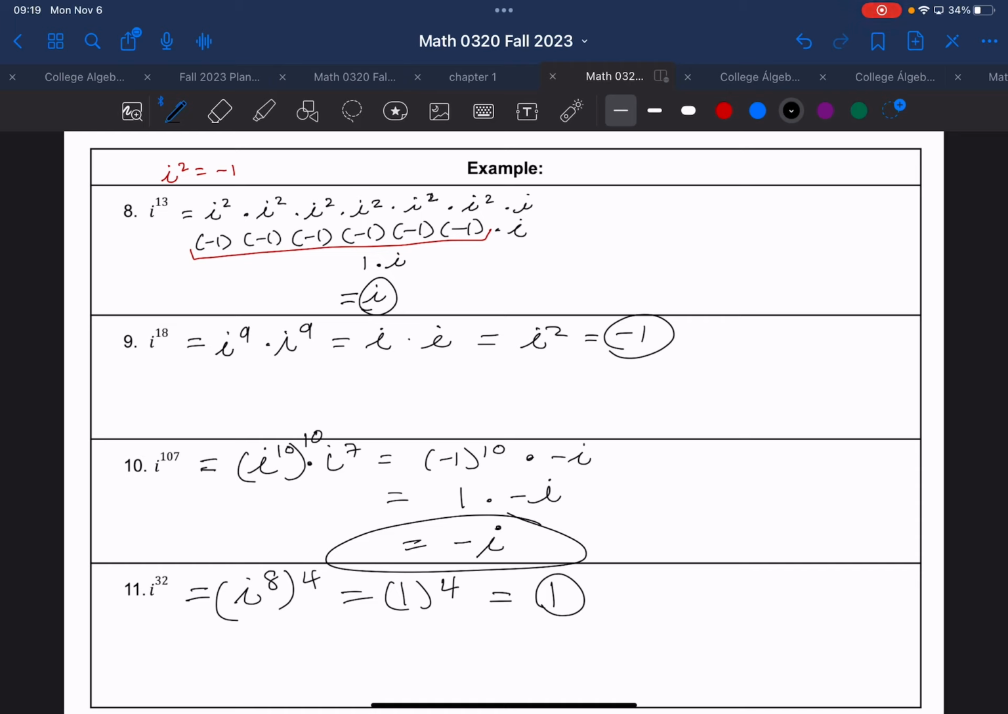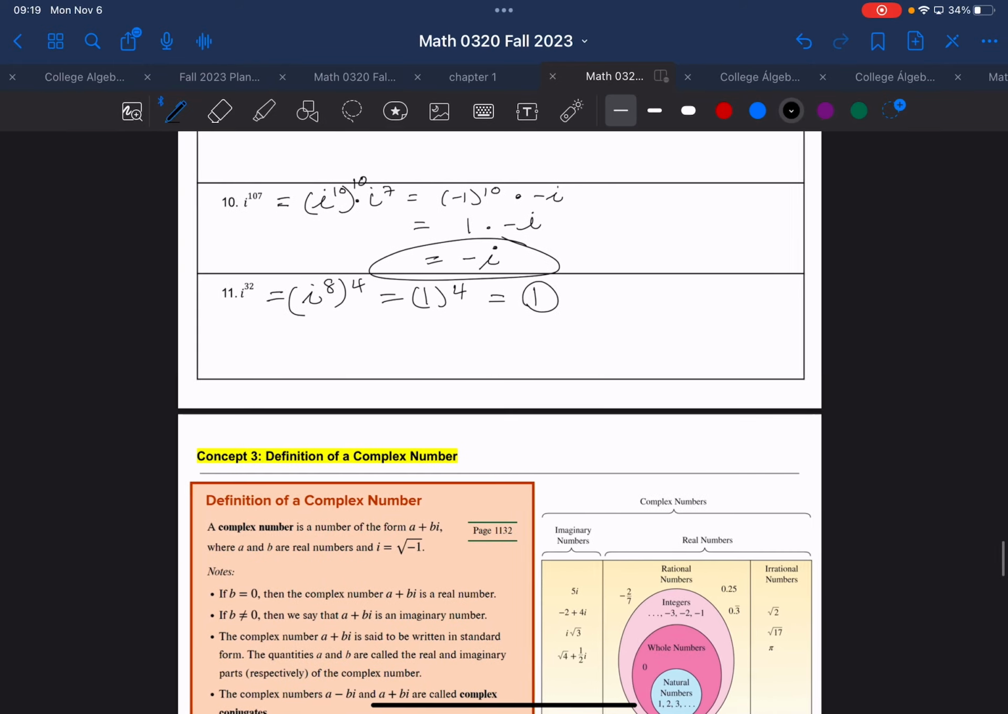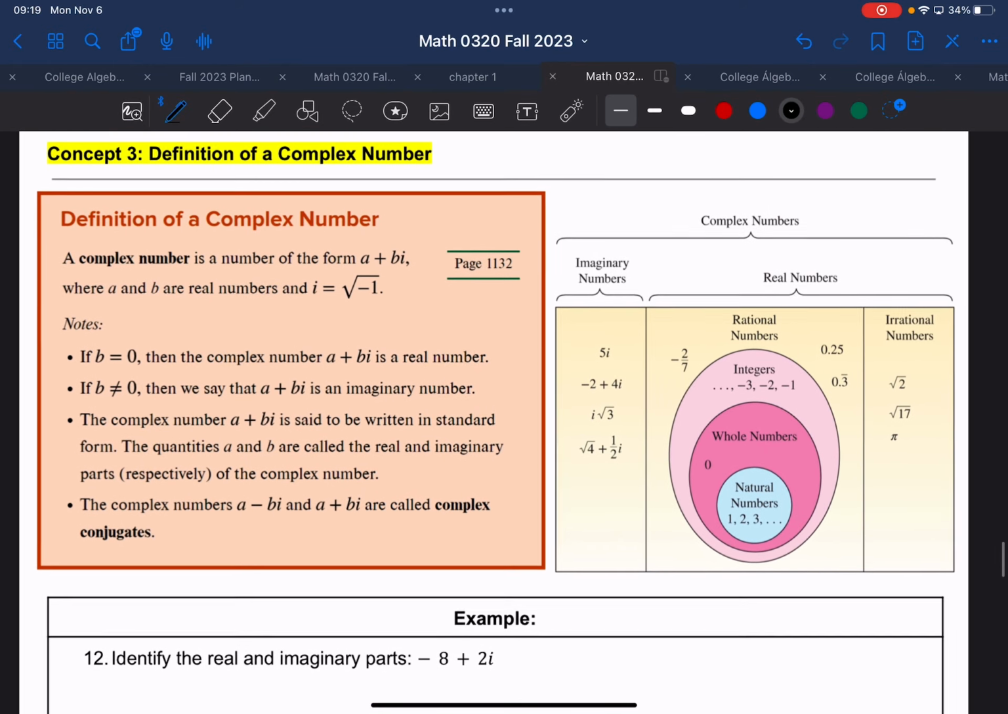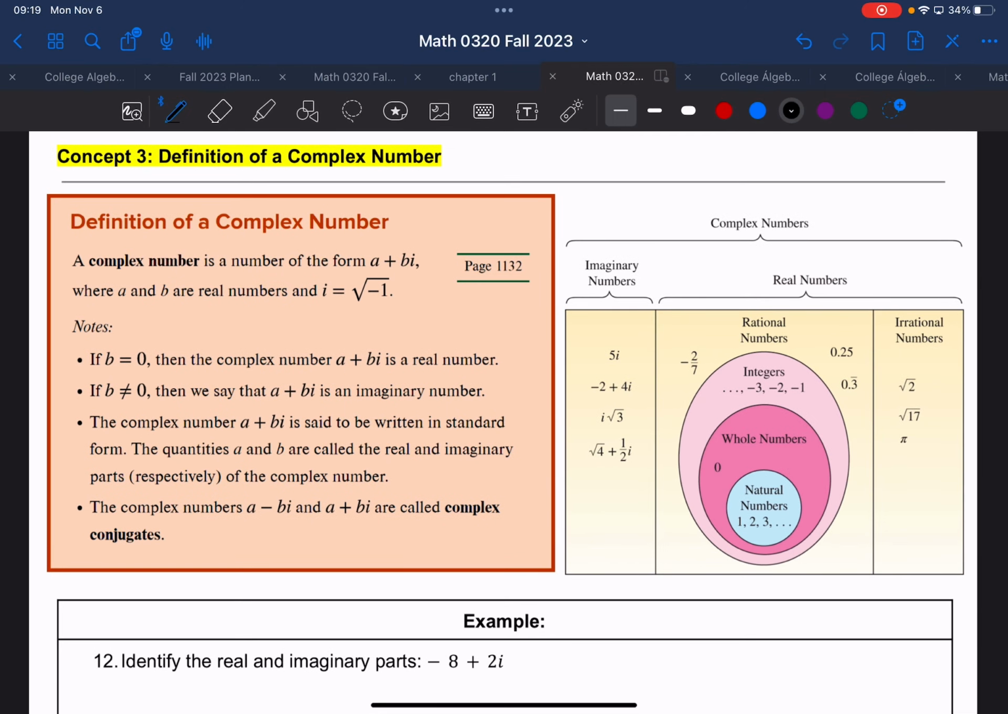So now that we talked about the imaginary number, we are going to talk about complex numbers. Not all of this is important to write down. Definition of a complex number: a complex number is a number in the form a plus bi, where a is real and bi is imaginary. So this is real, this is imaginary.